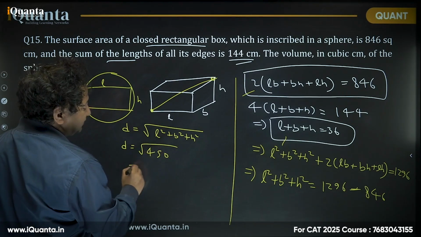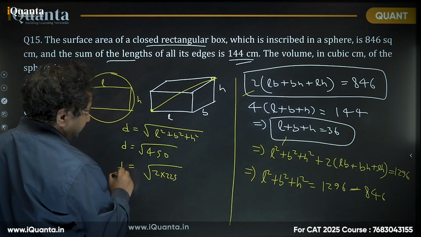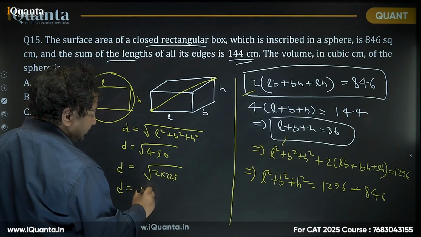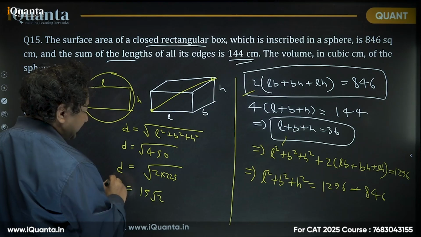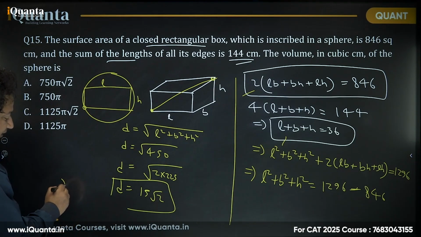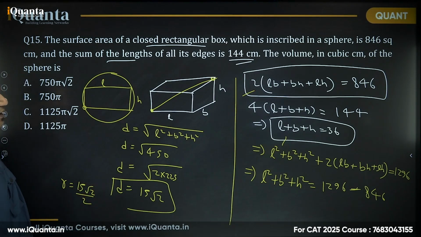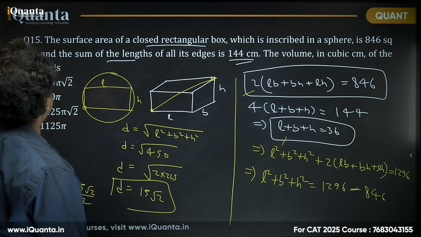And 450 is nothing but 2 multiplied by 225. Which means 15 goes out, because 15 square is 225. So diameter is 15 root 2. Perfect. Which also means the radius will be 15 root 2 upon 2. That's the radius. We need to find the volume in cubic centimeter of the sphere.